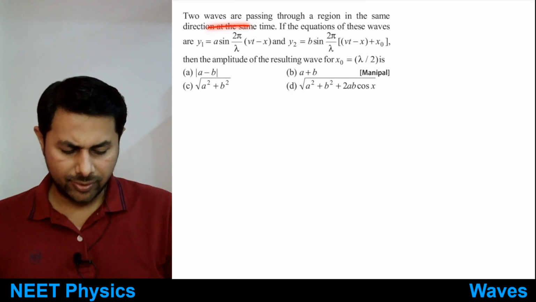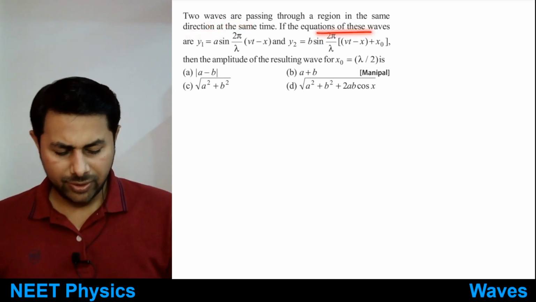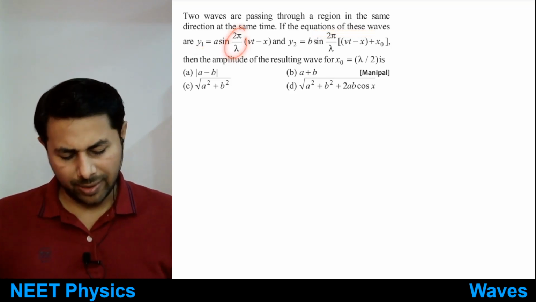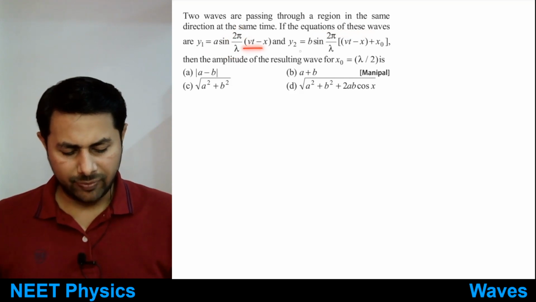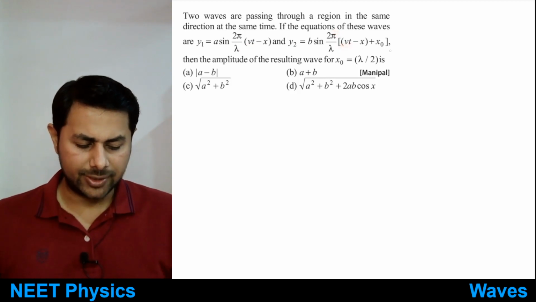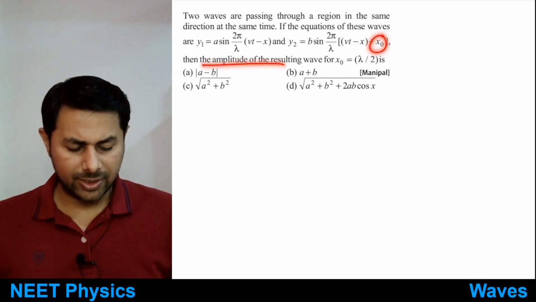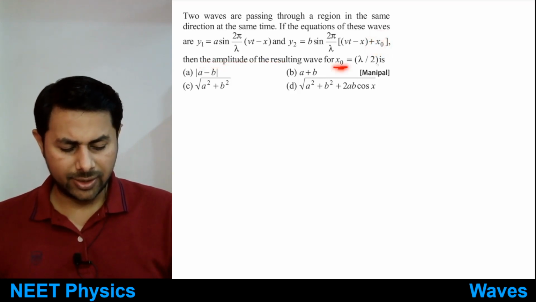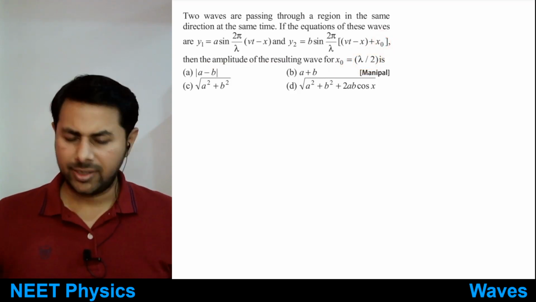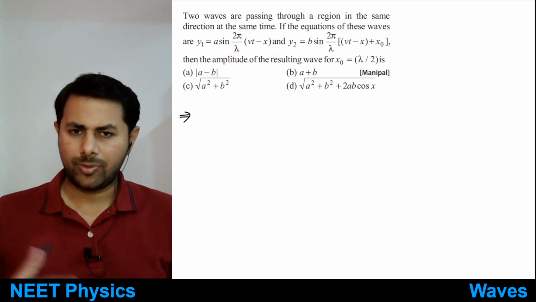Two waves are passing through a region in the same direction at the same time. If the equations of these two waves are y1 equals a sine of 2 pi by lambda (vt minus x), and y2 equals b sine of 2 pi by lambda (vt minus x plus x naught), then what would be the amplitude of the resulting wave for x naught equals lambda by 2? So again, this is a simple question. You just need to find the amplitude of the addition of two waves.